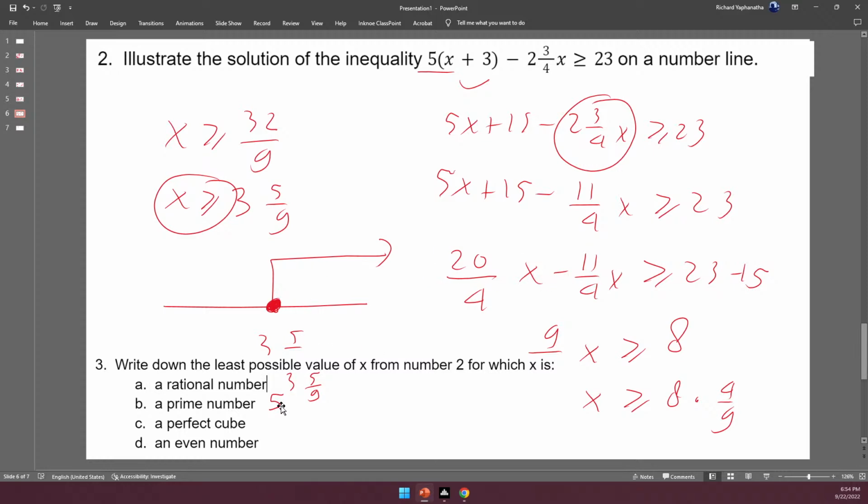The perfect cube, the closest one bigger than this, it is the 8. Done. Even number, bigger than 3, yeah, 4. It is done for number 3. And then number 4.